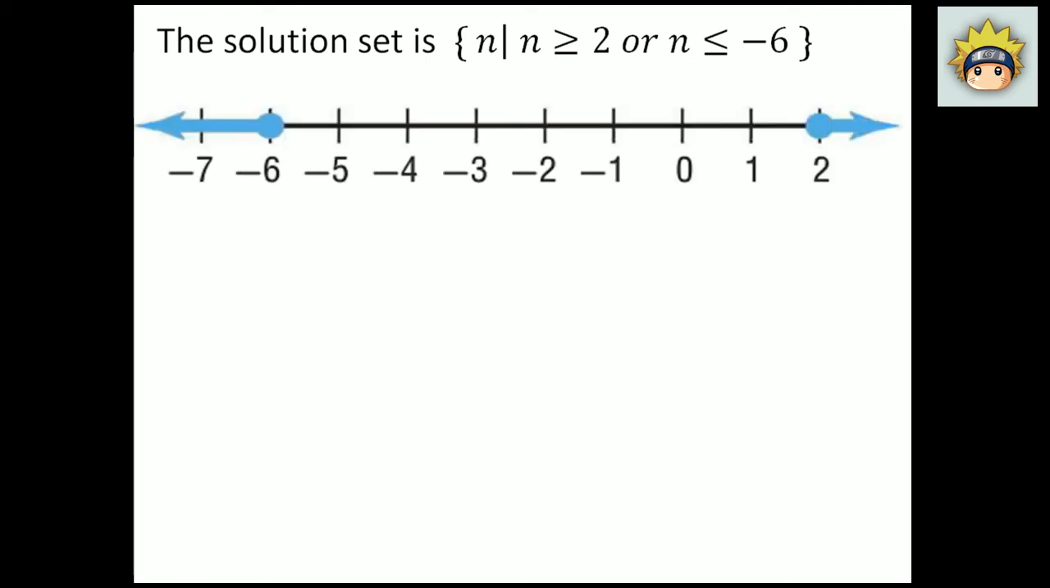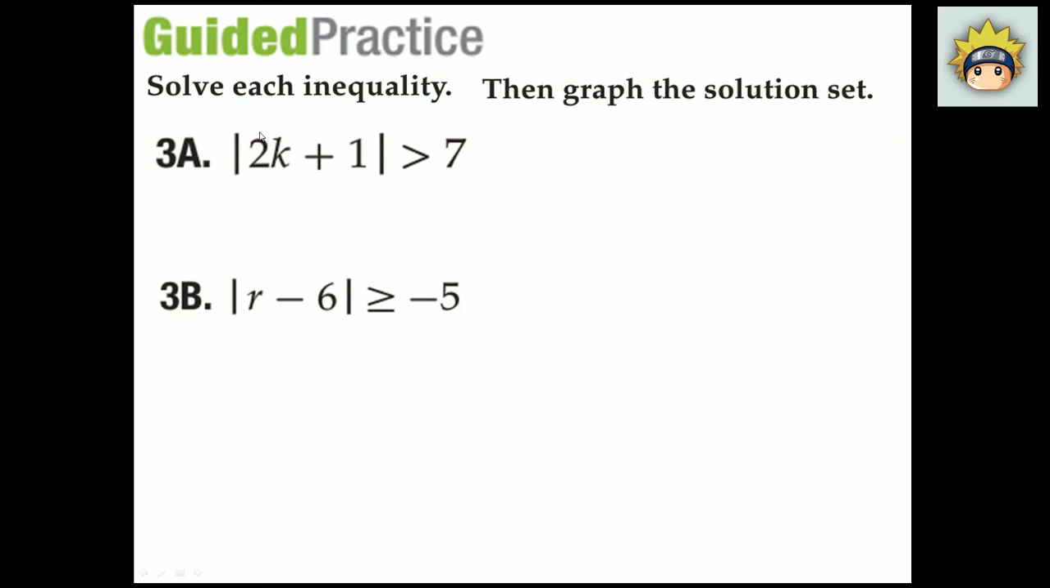Here is your solution set. It's closed on 2 because n is greater than or equal to 2, and n is less than or equal to negative 6. That's why it's closed on negative 6 and it goes all the way to the left. What I would like you to do now is the guided practice. Solve each inequality, then graph the solution set. You have 3a here and 3b here. Remember, these are all unions.